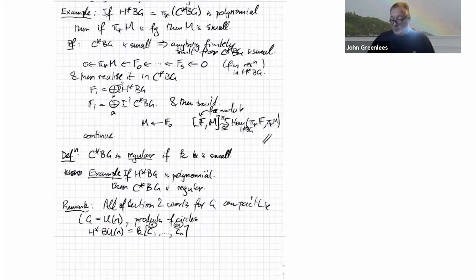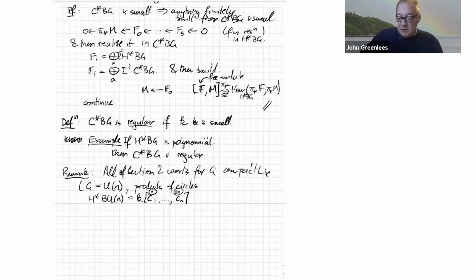And if I had a product of circles, the classifying space would be a product of complex projective spaces, which would be a polynomial ring on degree 2 generators. So there are a few examples like that. Okay, but how do we understand this more generally? If there were no more examples, there wouldn't be any point to this discussion.